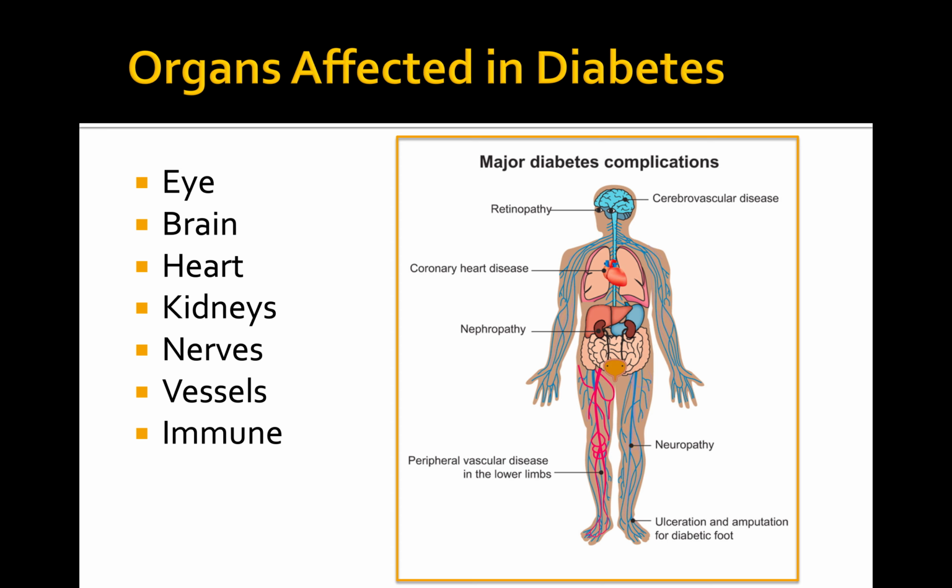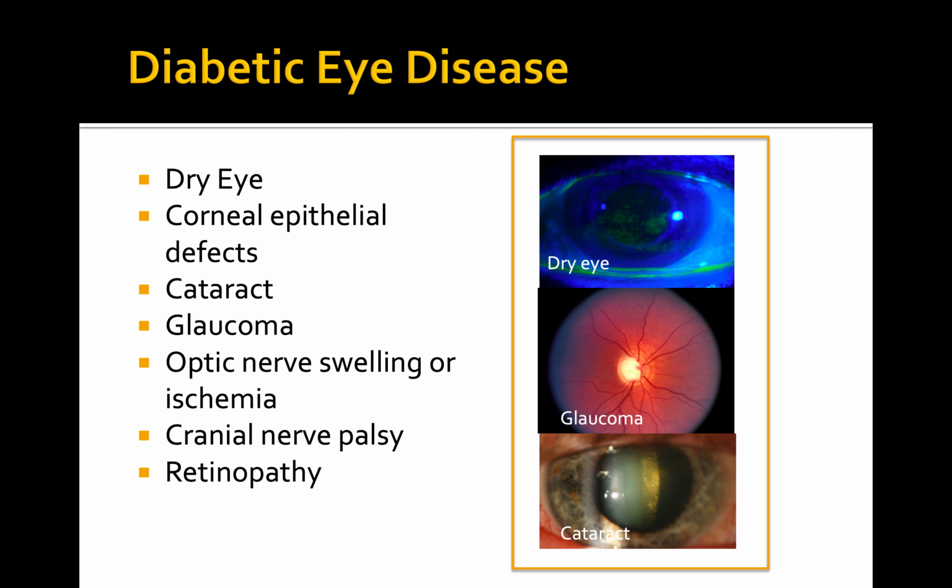Various organs can be affected, but of course, we're going to focus on the eyes. Diabetic eye disease isn't only retinopathy. Diabetics have a higher incidence of dry eye, corneal epithelial defects, cataract, glaucoma, optic nerve swelling or ischemia, cranial nerve palsies, and of course, retinopathy.